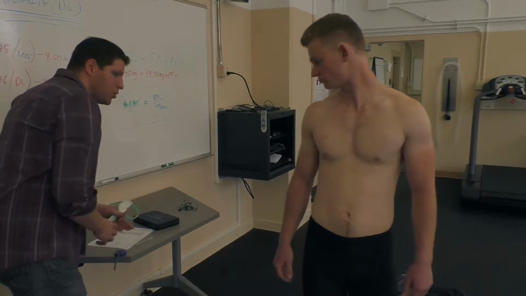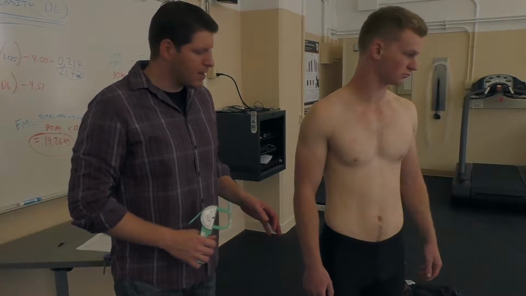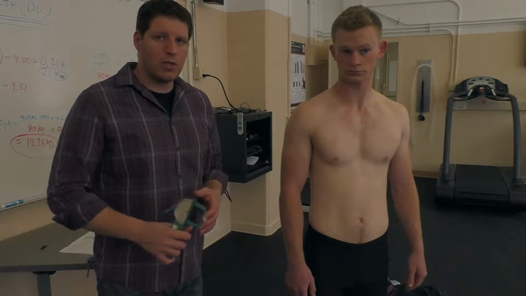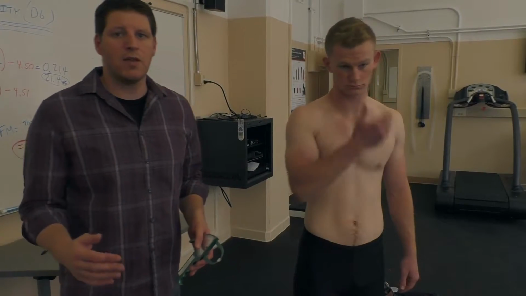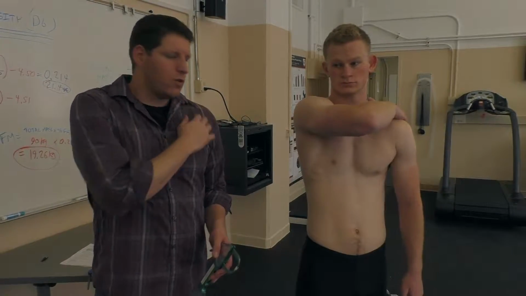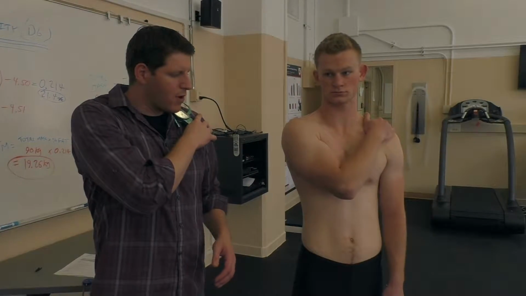The next site we're going to do is the mid-axillary, which is over here on the side. It's kind of a hard place to get to with the arm in the way. When you're doing this, you want to make sure to ask the participant to take their right arm and rest it very lightly on their left shoulder, and not so much that they're stretching the skin or anything of that nature, just very lightly.